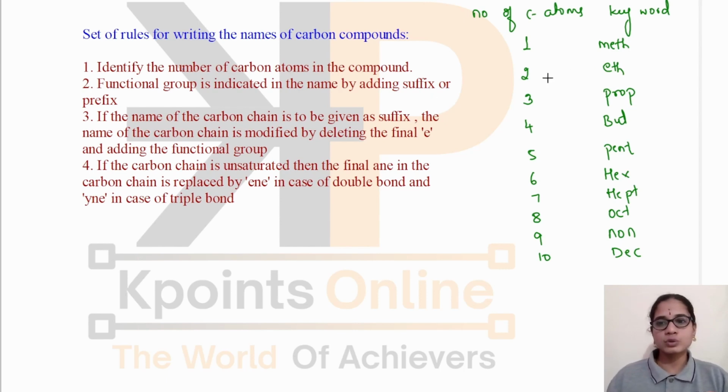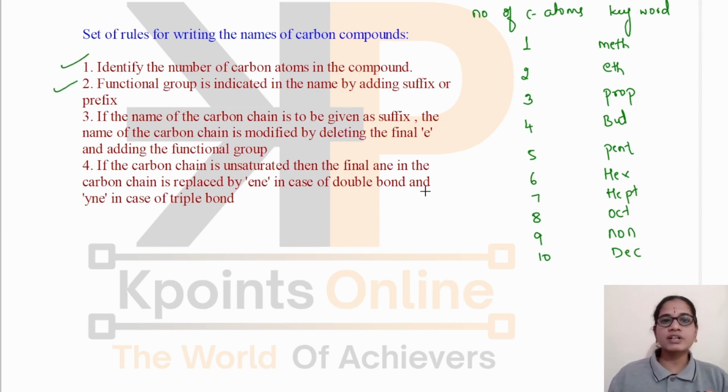If there are 2, we use eth. If there are 3, we use prop. If there are 4, we use but, in this way. Yes, you have to remember all these keywords while naming the carbon compounds. Yes, this is the first step.